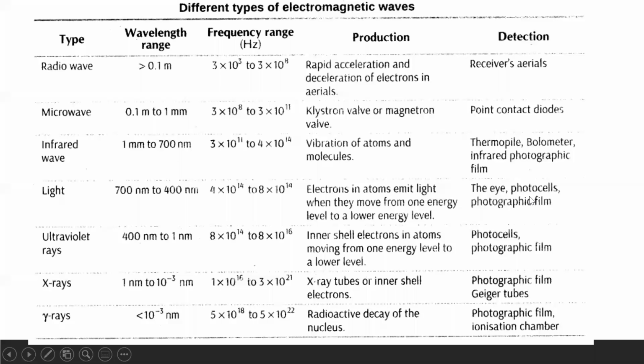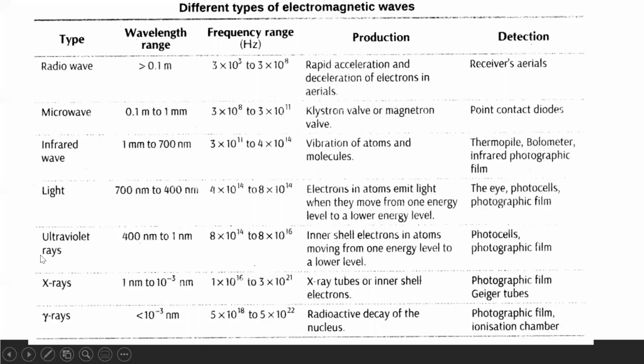Cells of photons. When photons or light are incident on something, electrical energy is produced. So they are called photocells. Photocells and also photographic film, that is the usual film which we use for photography. These are the things which can detect light.